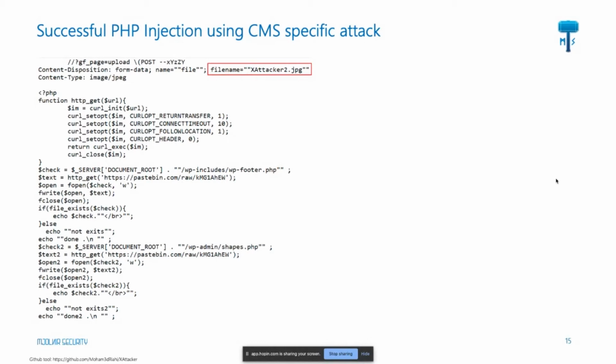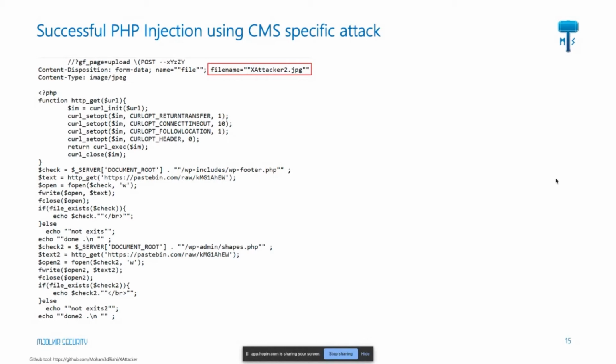If it doesn't work for whatever reason, as a second check, it's going to check if inside WP admin there's shapes.php and it's going to try it again. After it's done this, it is now going to execute the contents of the text file. So in this case, this file, pastebin.com slash raw slash this name, opened as this text file.